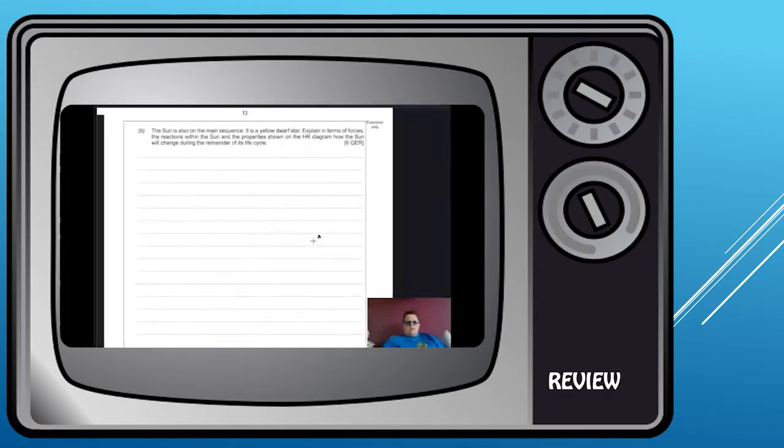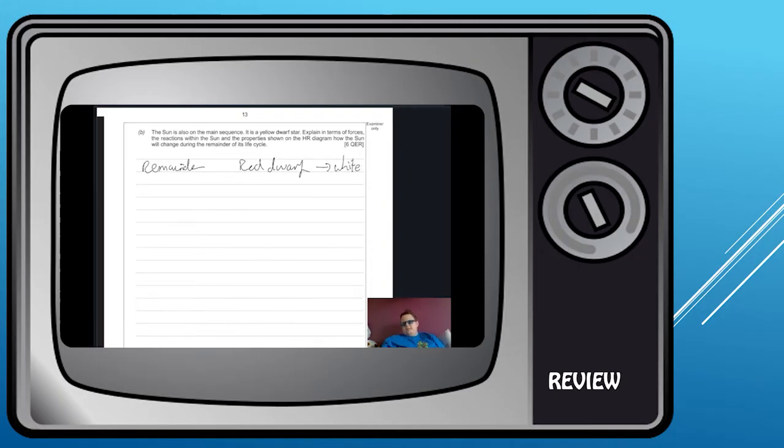Okay, so the Sun is also in the main sequence. It's a yellow dwarf star. Explain in terms of forces the reactions within the Sun and the properties shown on the HR diagram, how the Sun will change during the remainder of its life cycle. Let's do the life cycle first. It's going to go red dwarf, and then become a white giant. We've got these completely the wrong way round: a red giant, and a white dwarf.